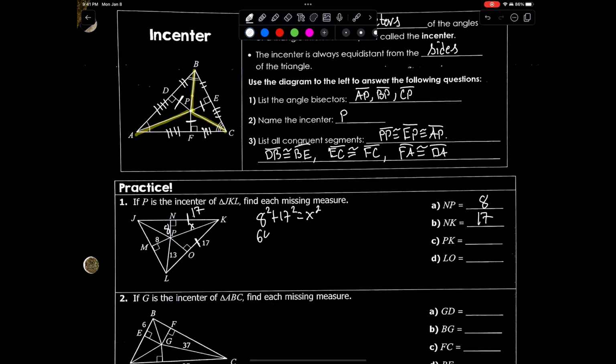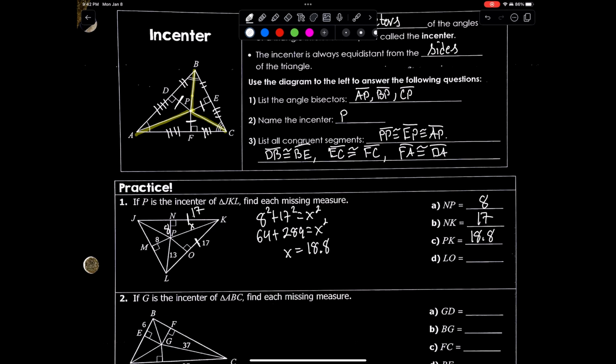That's 64 plus, I don't know what 17 squared is. 17 squared is about 289. And that's X squared. 289 plus 64, take the square root. X is 18.8. And then we want LO after that.